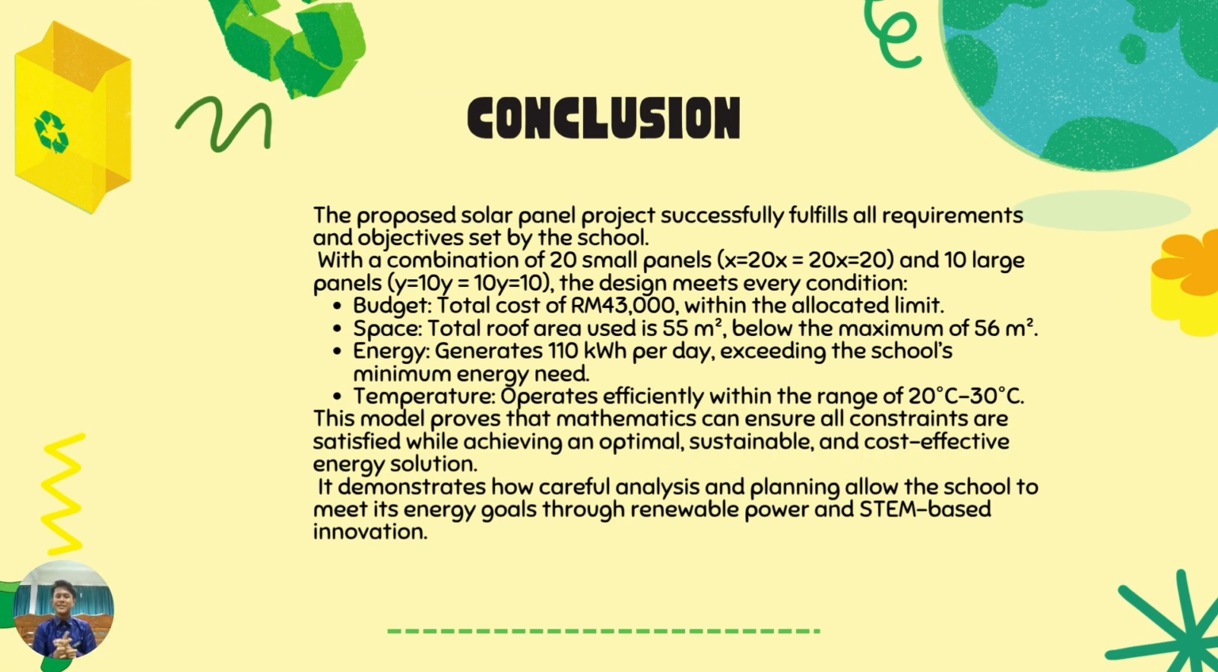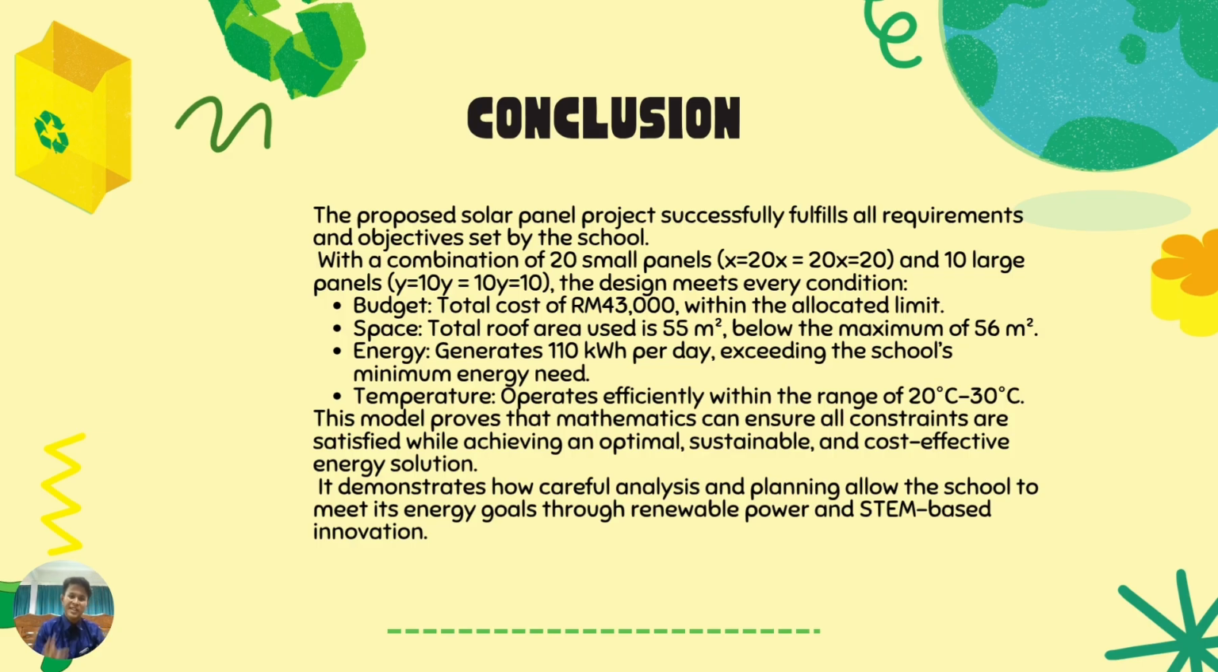The last is the conclusion. The proposed solar panel project successfully fulfills all requirements and objectives set by the school. With the combination of 20 small solar panels and 10 large solar panels, the design meets every condition. For budget, the total cost of 43,000 is within the allocated limit. For space, the total roof area used is 55 square meters, below the maximum of 56 square meters.